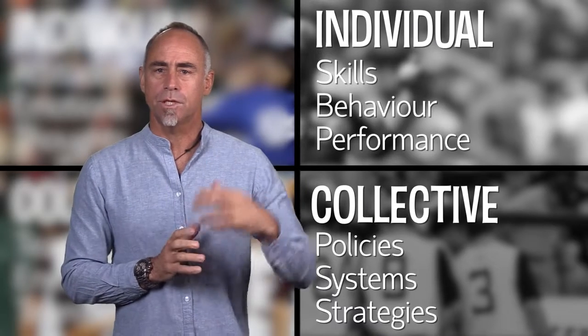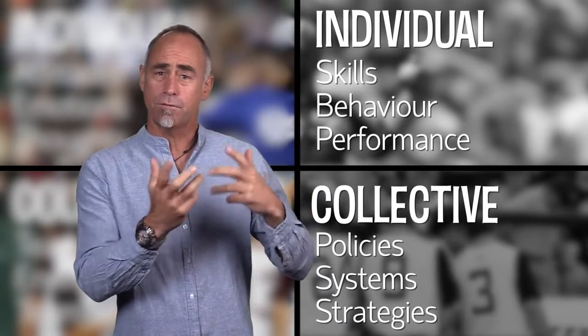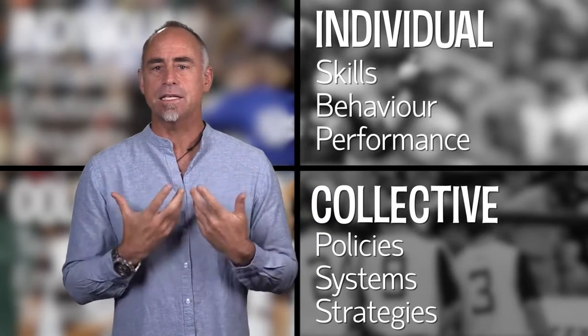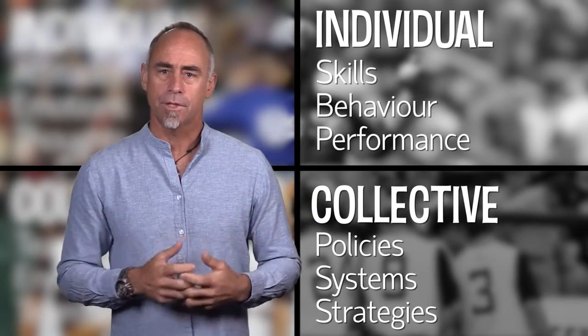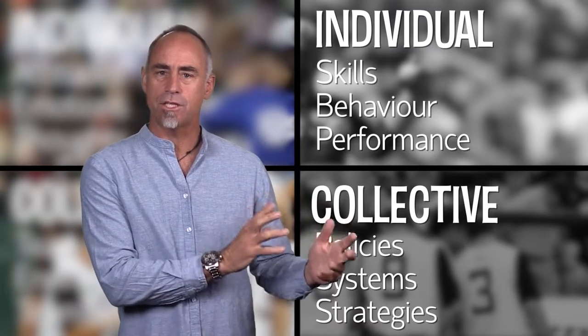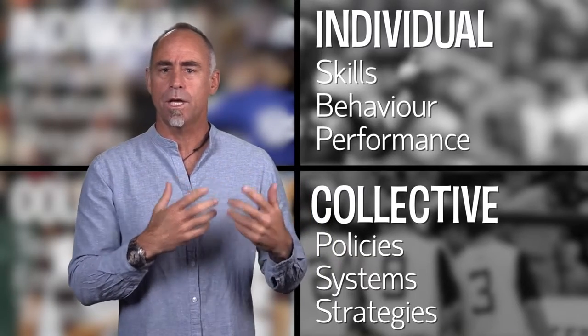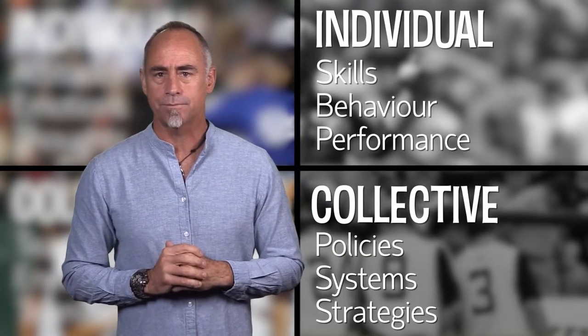For example, in the top right quadrant are things like the individual's skill or fitness level that can be easily seen and measured. And in the bottom right are things like team tactics and strategies, things that can be mapped out on paper or on a whiteboard and can be seen on a video replay.